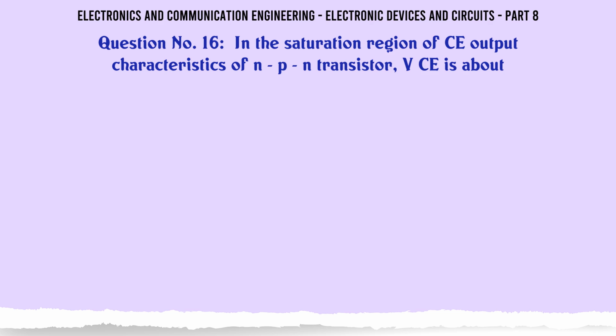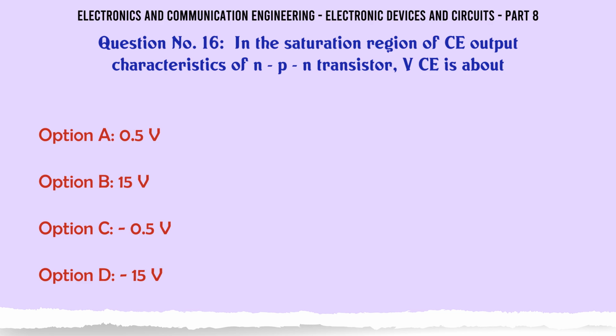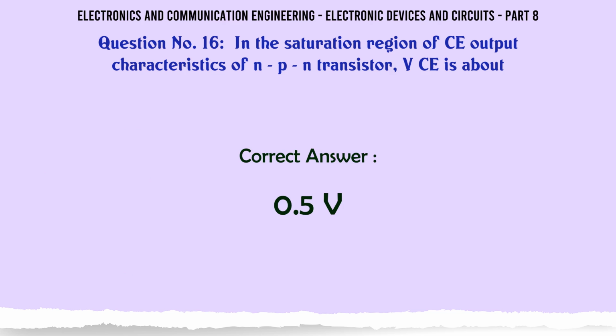In the saturation region of CE output characteristics of an N-P-N transistor, VCE is about A. 0.5 V, B. 15 V, C. 0.5 V, D. 15 V. The correct answer is 0.5 V.